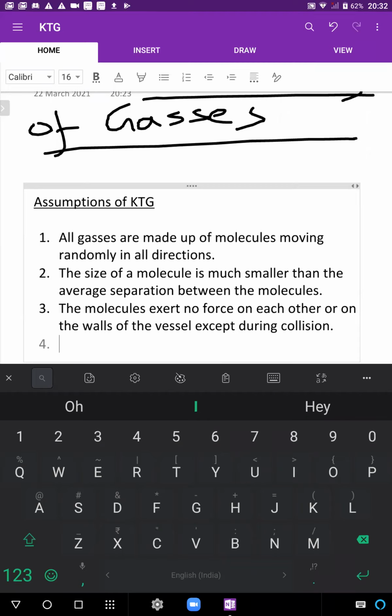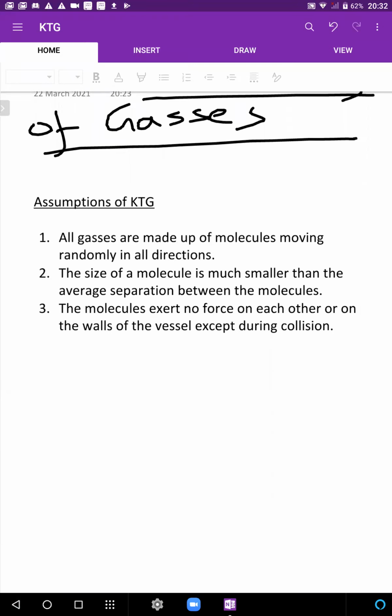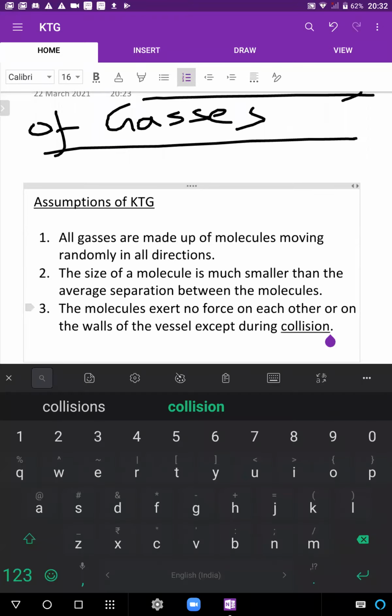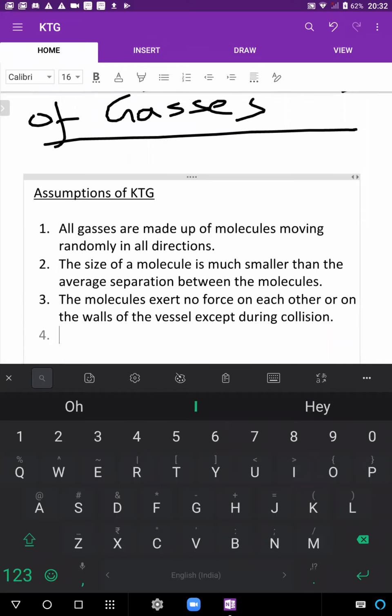They exert no force on the walls except during collision. That also helps the pressure calculation aspect. Pressure kyun hota hai wall pe? Why does a gas exert pressure on the wall? Not because of any kind of intermolecular force, but the pressure is only coming from molecules physically colliding with the wall. Uska bhi ek series of calculation hai, which I think you might have seen. So we can calculate the pressure exerted on the wall as well.